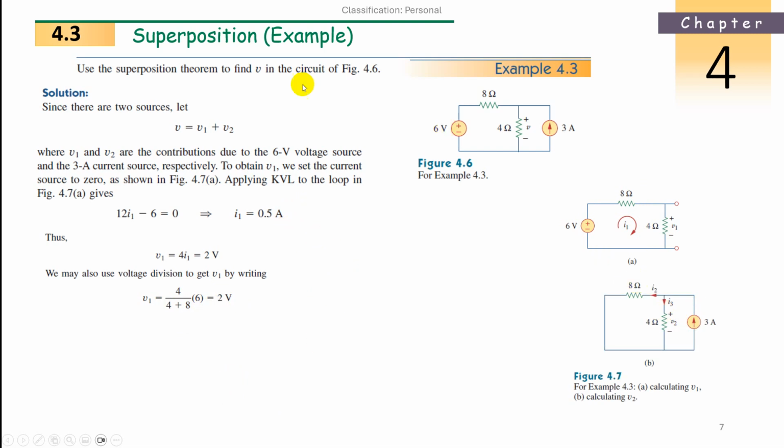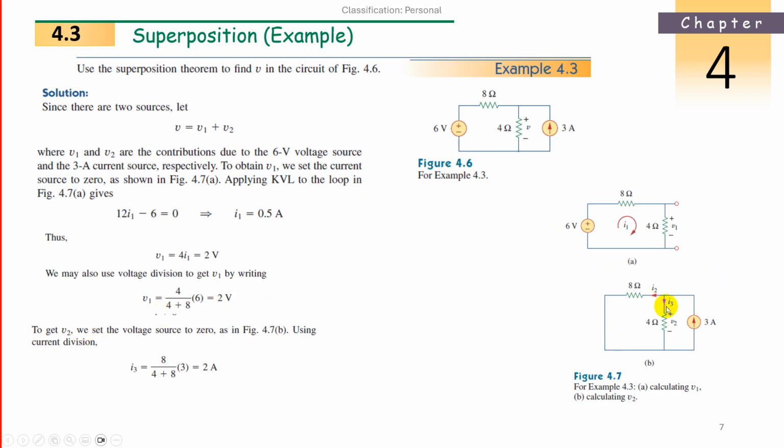So next, going to step 2, V2. When you consider V2, remove this voltage source from here and make it short. Only keep the 3 amperes current, and this V will now become V2. Find V2 now. How to find V2? Using the current division rule. To get V2, we set the voltage source to 0 in this figure B. Now using the current division.